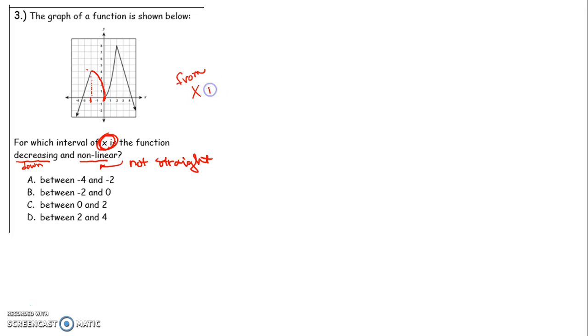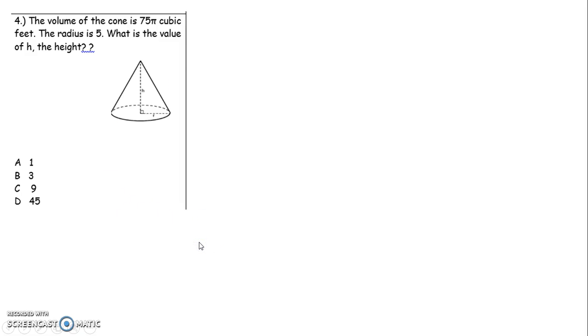From x is -2 and x is 0, from there to there, that's where it's decreasing. So right here, between -2 and 0. Between -4 and -2, that's increasing and linear. Between 0 and 2, that's increasing but nonlinear. And between 2 and 4, it's decreasing but it's linear. So that's letter B.